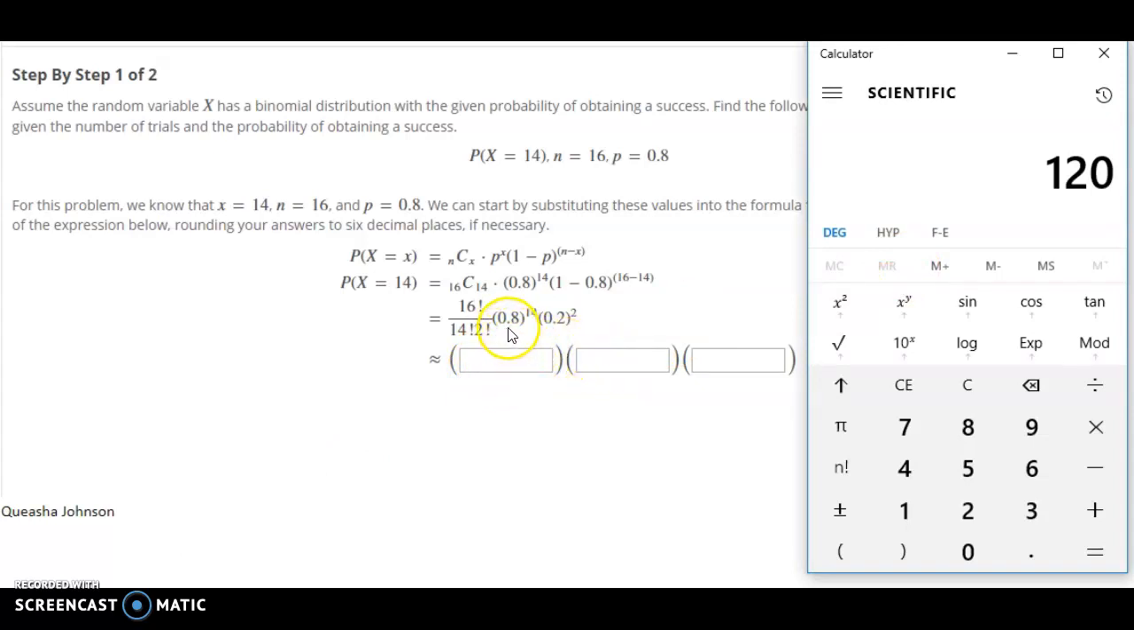This next one, we have 0.8 to the power of 14. So we'd have 0.8, and you'd find the power key on your calculator, to the 14th power, and it says round to 6 decimal places, so 0.043980. And the second one here would be similar. We would take 0.2, square it or take it to the second power, and we get 0.04. So those would be the three numbers that we would then multiply times each other.